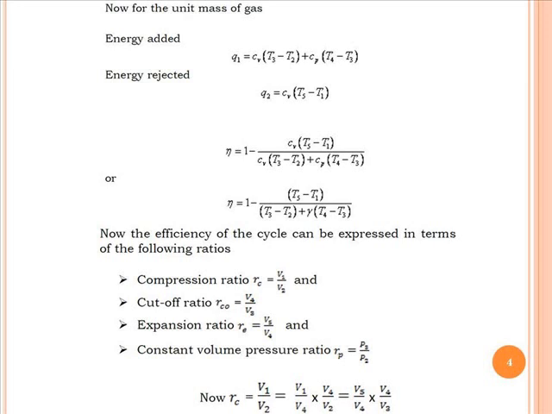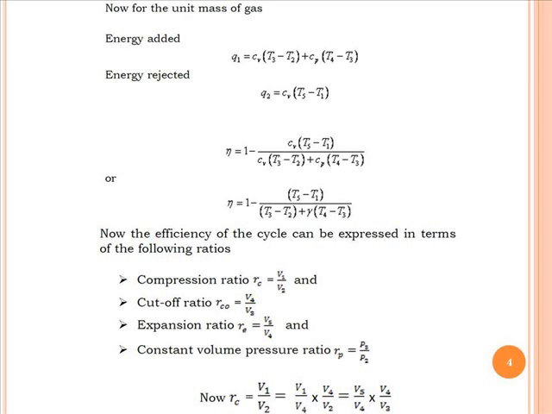And now we know that compression ratio Rc is V1 by V2, cutoff ratio Rco is V4 by V3, expansion ratio Re is V5 by V4, and pressure ratio Rp is P3 by P2. So now we have to use all these ratios and find out the efficiency. So you can see compression ratio Rc, that is V1 by V2. We can multiply and divide by V4 on both sides. So we will get V1 divided by V4 into V4 divided by V2.